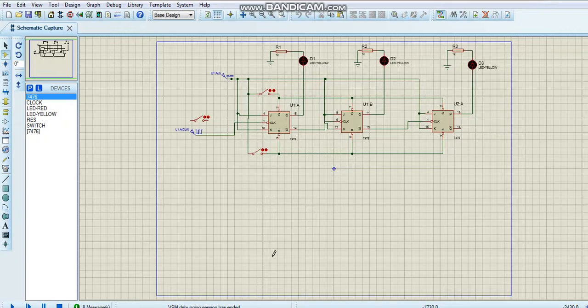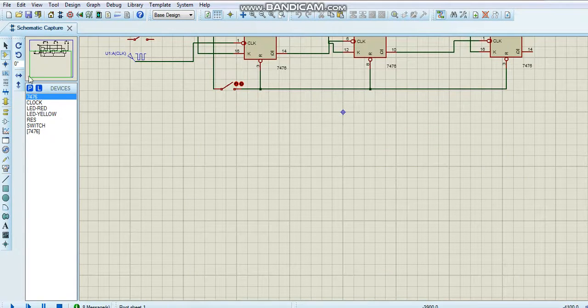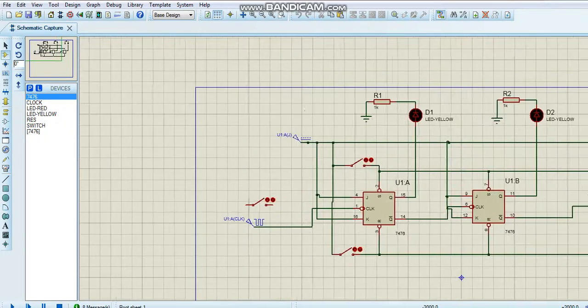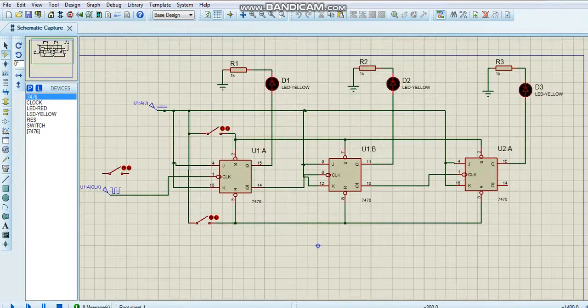How do I say this is an asynchronous counter? You can see here, let me zoom it out. The output of the first flip-flop, the Q bar, is fed as clock to the second. The output of the second flip-flop, Q bar, is fed as clock to the third. So this becomes an asynchronous counter. Yes, so try to understand this, execute and check it out. This is for the experiment on counter design, synchronous and asynchronous counter design. Thank you.